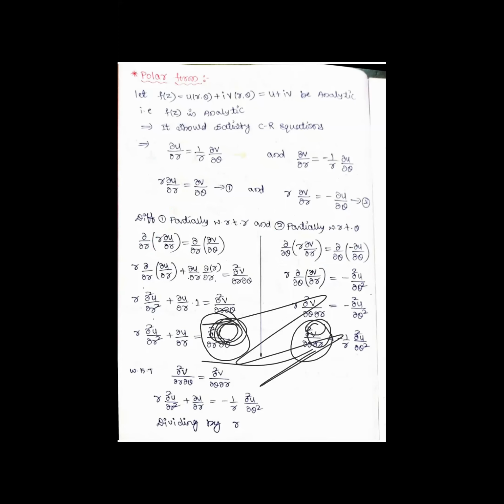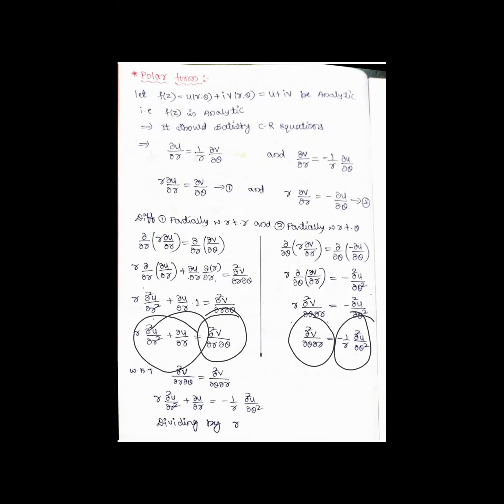So therefore, this is equal to this, which means corresponding, this will be equal to this. So this means what? This thing, so that I'll write it here. So therefore, r dou square u by dou r square plus dou u by dou r is equal to minus 1 by r dou square u by dou theta square.